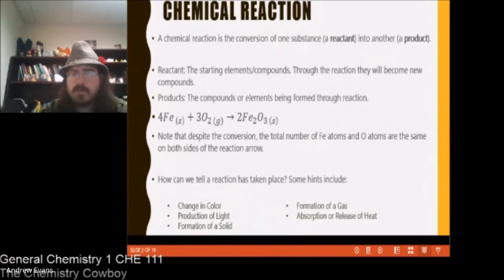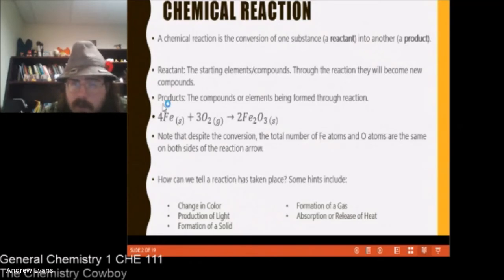Let's pretend we've never seen this before. A chemical reaction is the conversion of one substance, which we'll call the reactant, to another substance, which we'll call the product. The reactant could be an element or it could be a compound. The basic thing is it is something that's going to be converted into a new compound or element. The product is just the compound or element that will be formed.